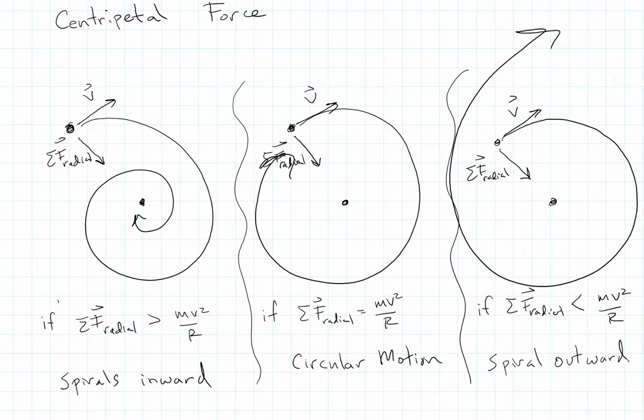So you can see that the net force in the radial direction has to be just right. When it has this special value, mv squared over r, when the net force in the radial direction equals the mass of our object times centripetal acceleration, we have circular motion. If the force pulling on it is too big for circular motion, it spirals inward. And if it's not strong enough to keep it moving in a circular path, the object spirals outward.